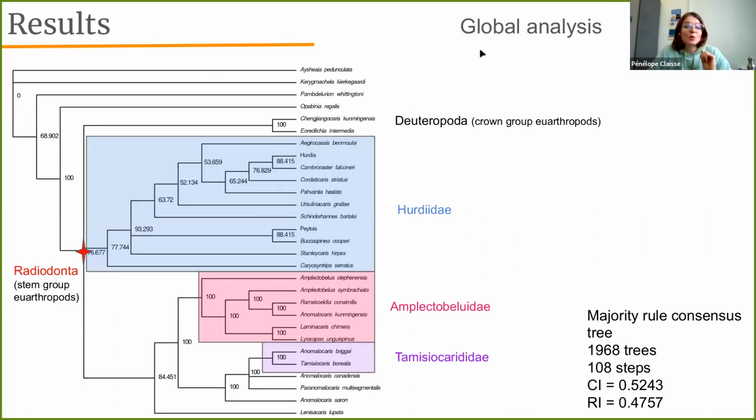So we start with the global analysis, and what you can see on the slide is the majority rule consensus tree. You can see that radiodonts here appear monophyletic, and inside this group there are 3 different families, namely Herdidae, Amplectobellidae, and Tamisocarididae. So we have no sign of Anomalocarididae here.